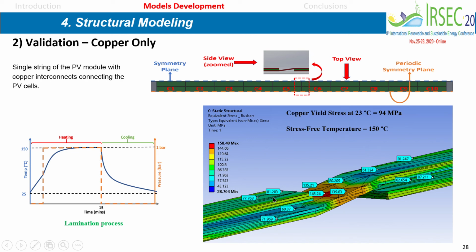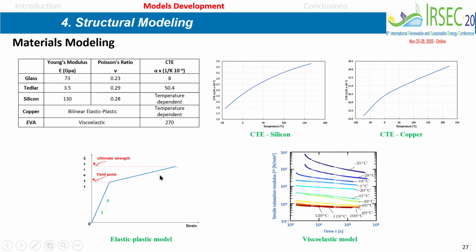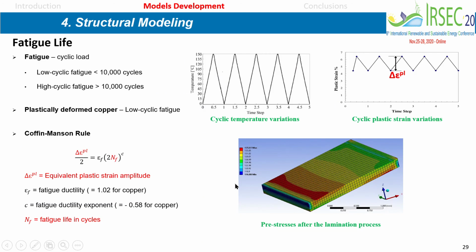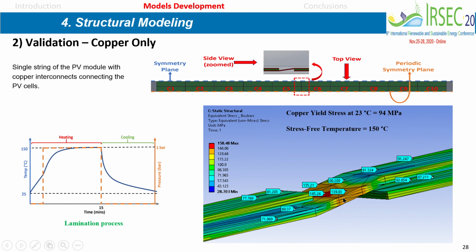But when you cool, you have developed thermal stresses, and you can see that the thermal stresses are really high, 158 megapascals, whereas the yield point of the copper is only 94 megapascals. That means that during the lamination process, the interconnect, especially in this central part here, did undergo plastic deformation.